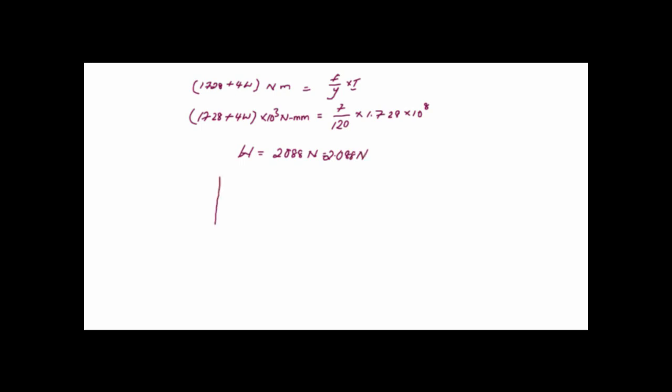Therefore, a timber joist used as a cantilever can support a point load of W equal to 2.088 kilonewton along with its self weight, so that the maximum stress is less than or equal to 7 Newton per mm square. So this is how we calculate the stresses or the loads based on the stresses.